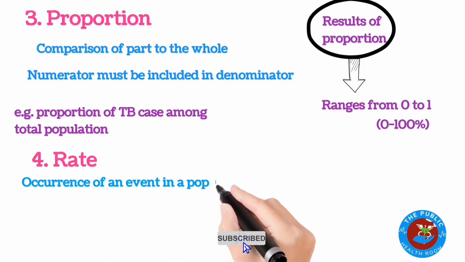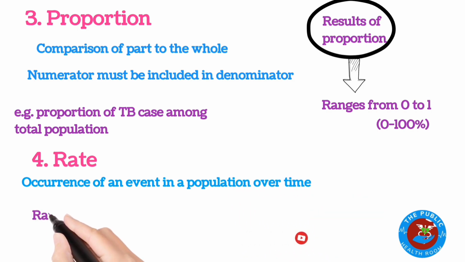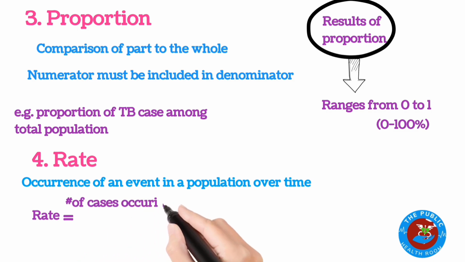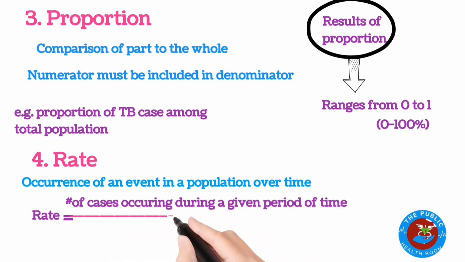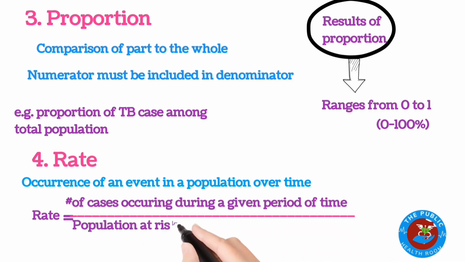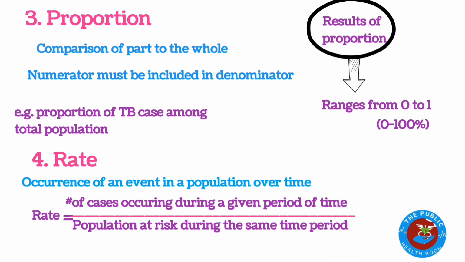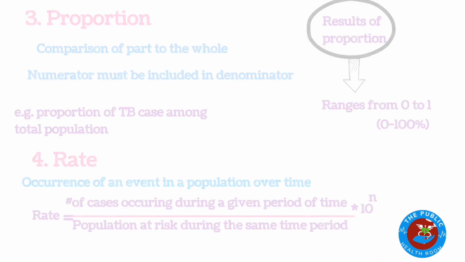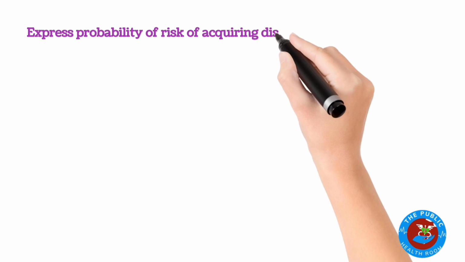Rate measures occurrence of an event in a population over time. Rate is calculated as number of cases or events occurring during a given time period over population at risk during that time period, times 10 raised to n. It most clearly expresses the probability or risk of acquiring disease in a defined population over a specific period of time.